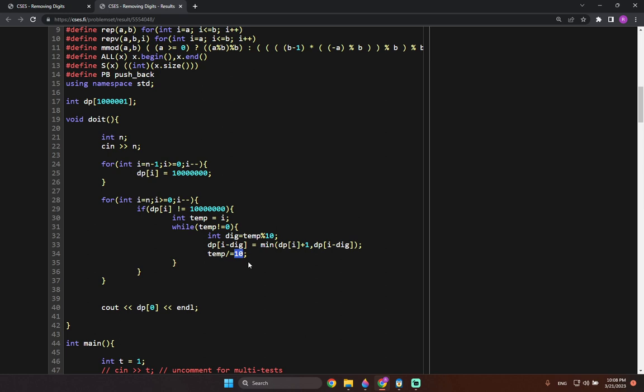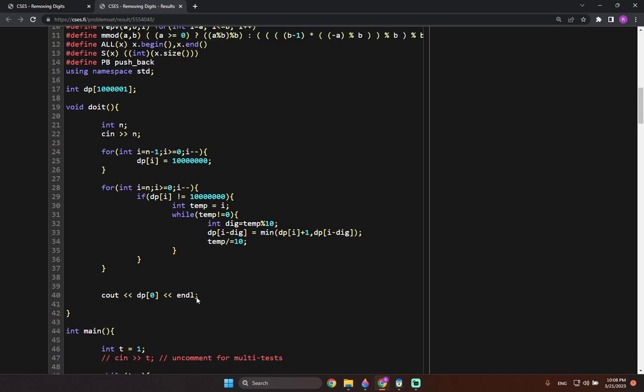And then we divide this temporary value by 10. That's, again, deleting the last digit. And we go through all the possible digits that we have in the current value of the number. And thus we cover all the subproblems that are below the problem we have right now. And then we output dp[0], which is what we want. We want to reach 0 with our number, and that's the solution.